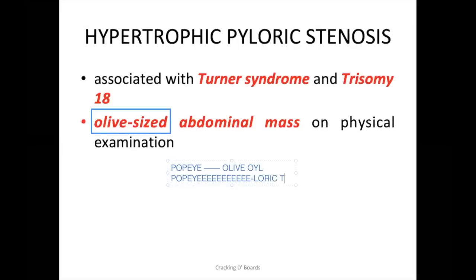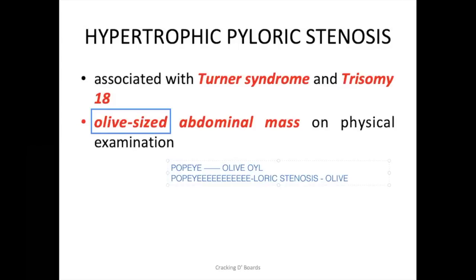Popeye, pyloric stenosis. Okay, let me exaggerate a little. Popeye is pyloric stenosis. Who's the girlfriend of Popeye? Olive. So what is pyloric stenosis? It's the olive, the palpable olive, on physical exam.